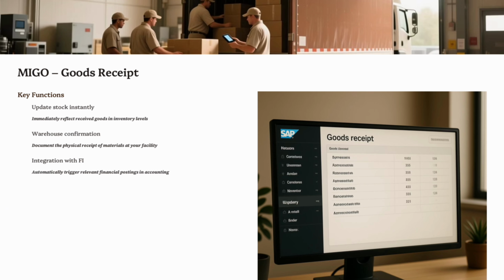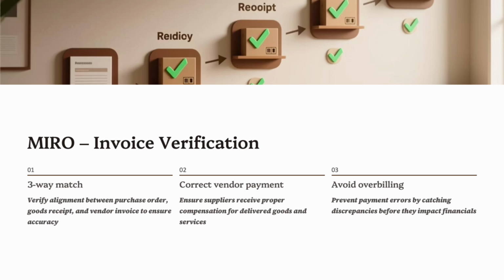My tip for you: always double-check the quantity, movement type, and storage location before posting. MIGO might seem like just receiving goods, but in reality it connects logistics, finance, and procurement in one single step. Without MIGO, your company would never know if the vendor actually delivered what was promised.